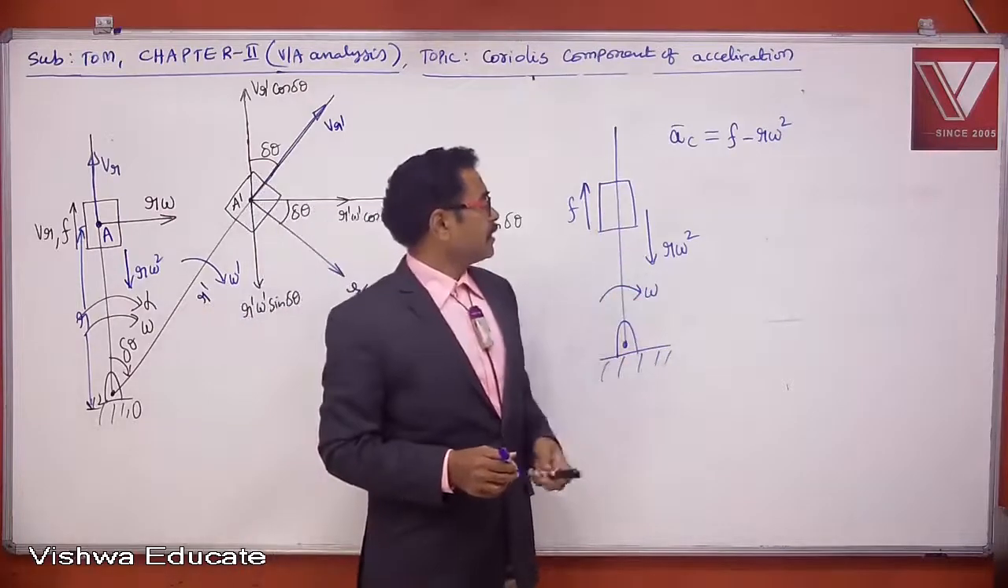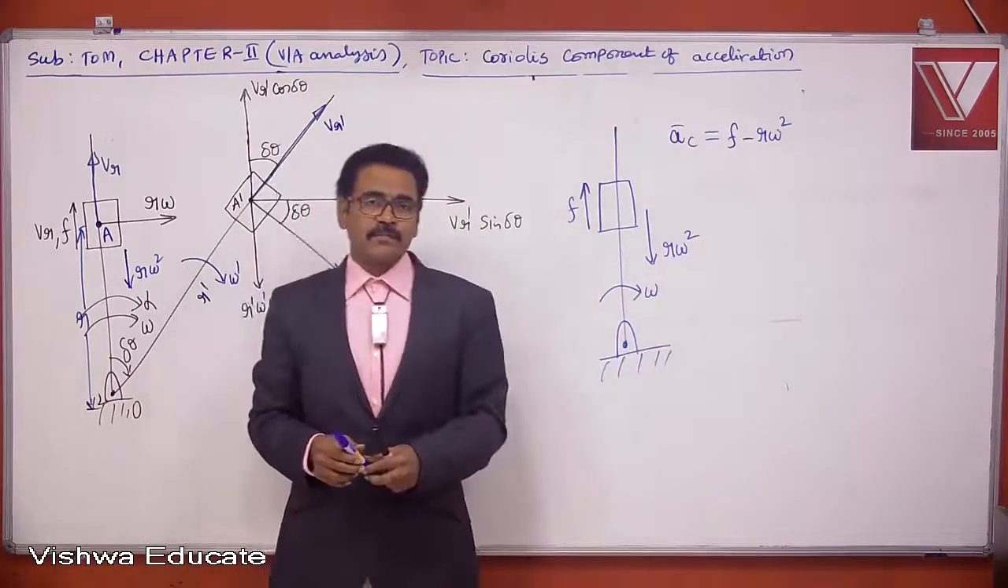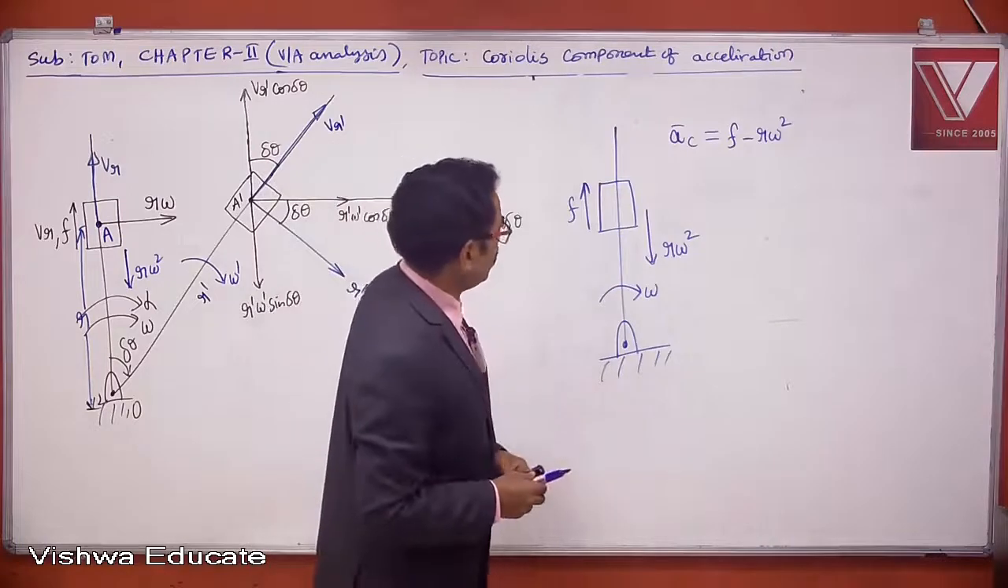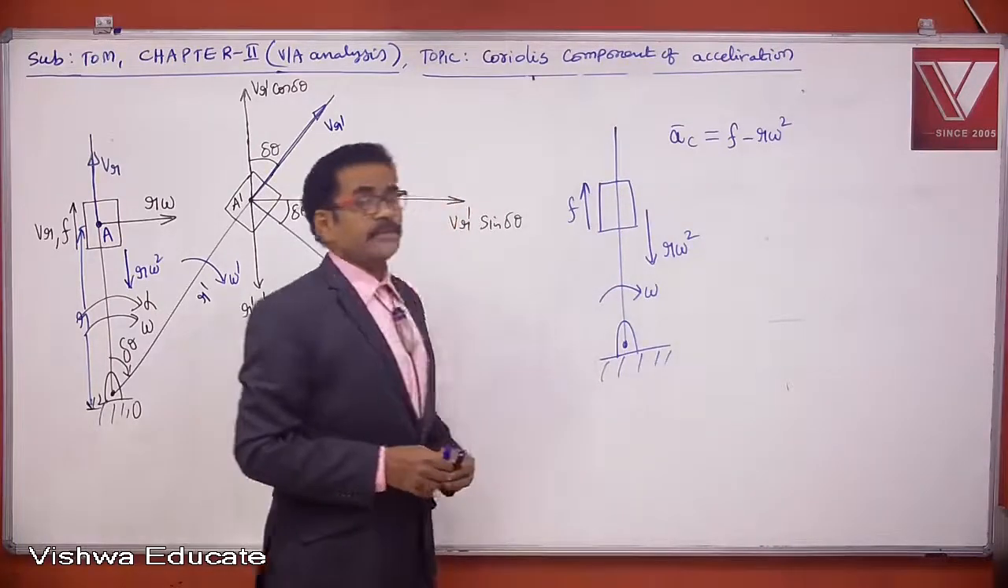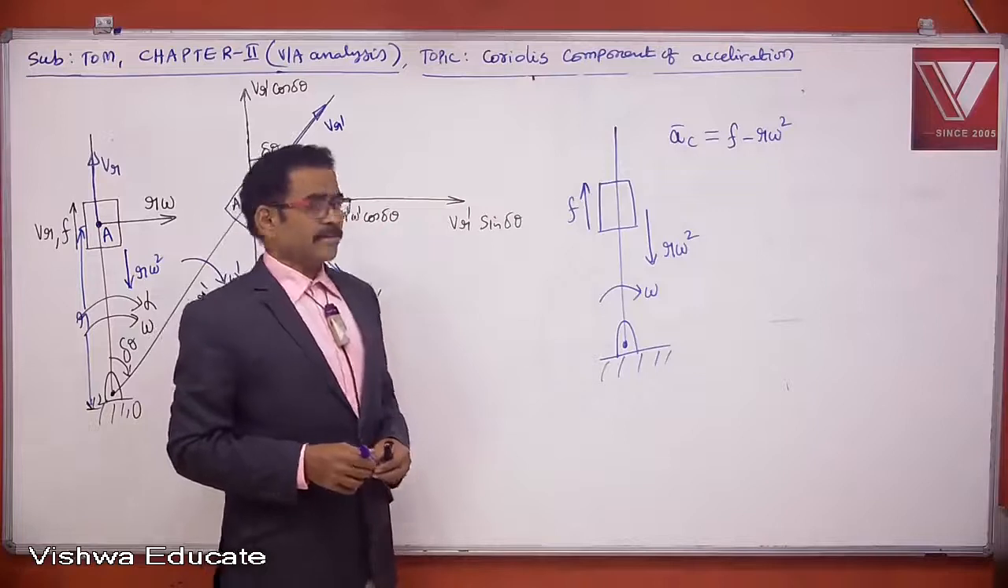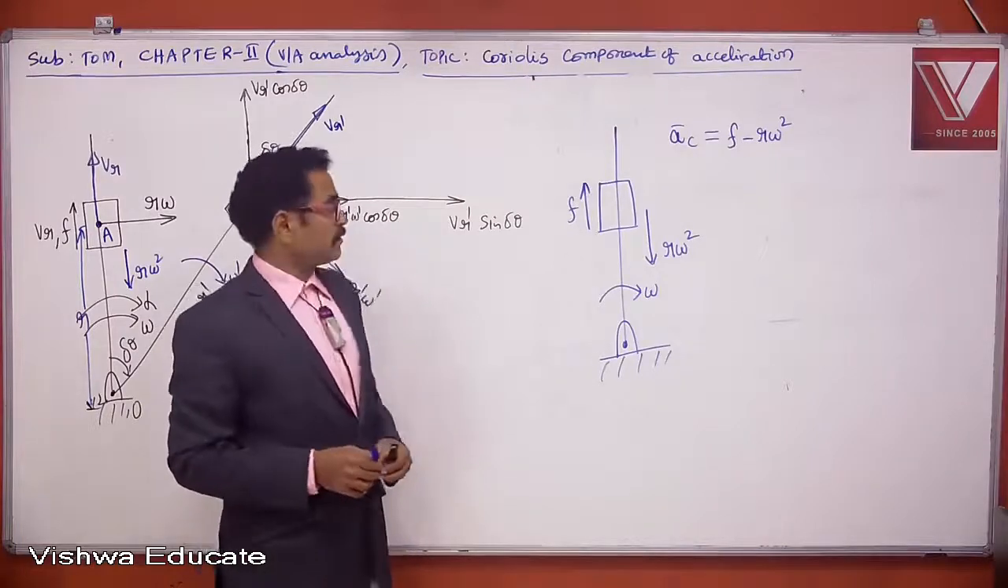In this case, A bar C is equal to F minus r omega square, because F is acting upward, and r omega square always acts towards the center of rotation, right?